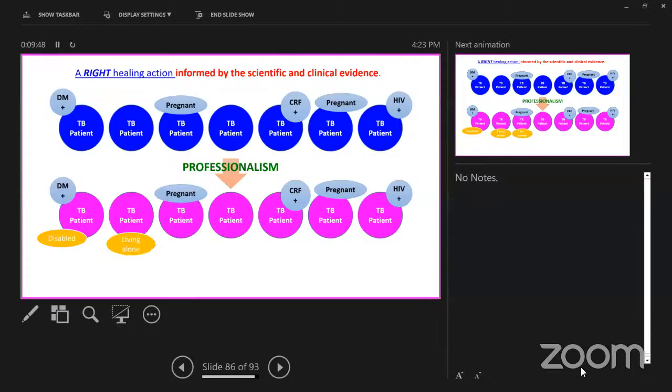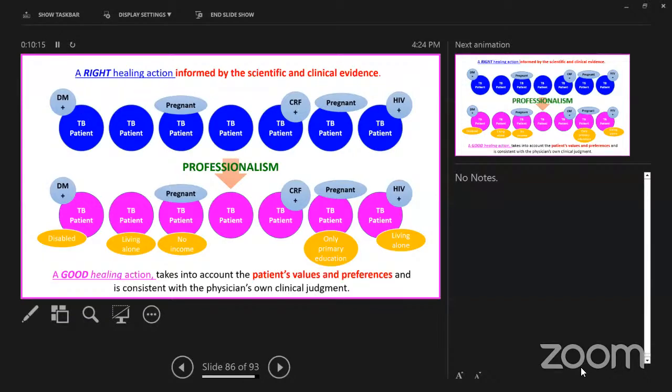A TB patient living alone, a different set of things you need to apply. A pregnant TB patient without any income, you need to apply a different sort of decision. Then a pregnant TB patient with only primary education. A TB patient with HIV who is living alone. So these are unique characteristics that you will meet during your internship. That's why good healing action takes into account patient values and preferences, and this is the most important part when it comes to treating real patients.